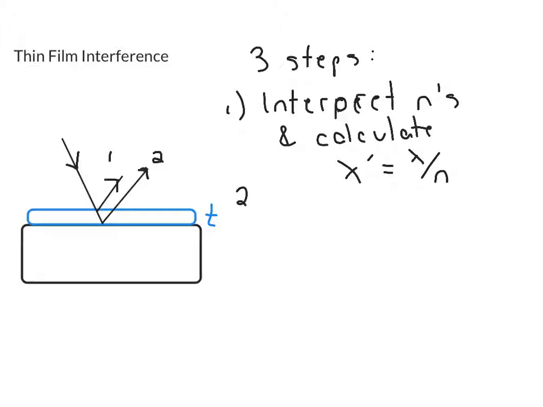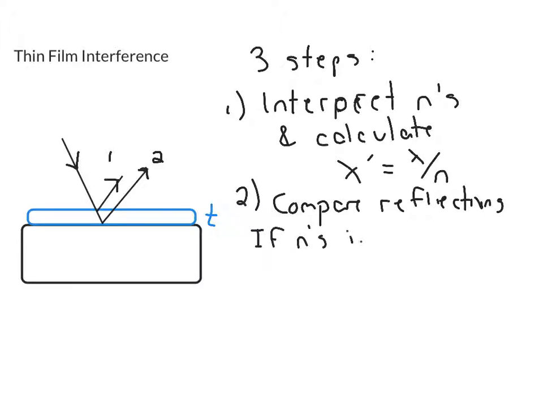The second step is to compare the reflections. Basically, if only the reflections happened, would those light rays be in phase or out of phase? If the indexes are in order, smallest to greatest, then they're in phase. If the indexes are out of whack, then they're out of phase.